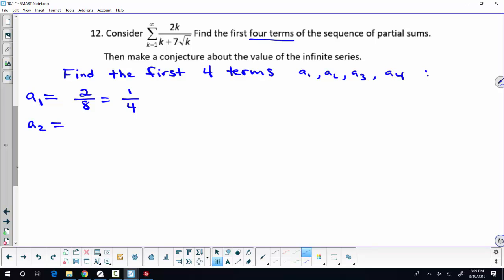Second term, over 2 plus 7 root 2. So this is where we're going to have to start maybe looking at the decimal values. So 4 over 2 plus 7 root 2, that's 0.336.